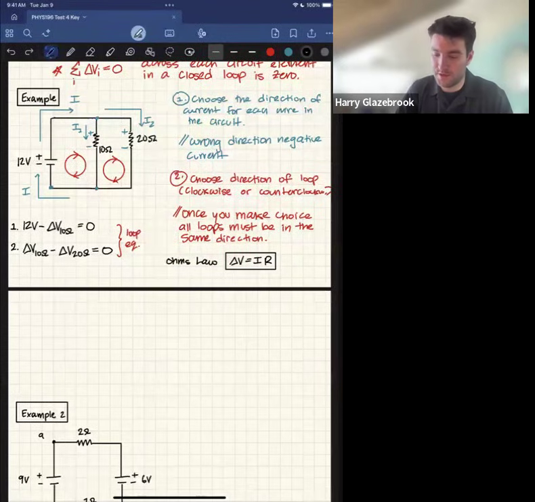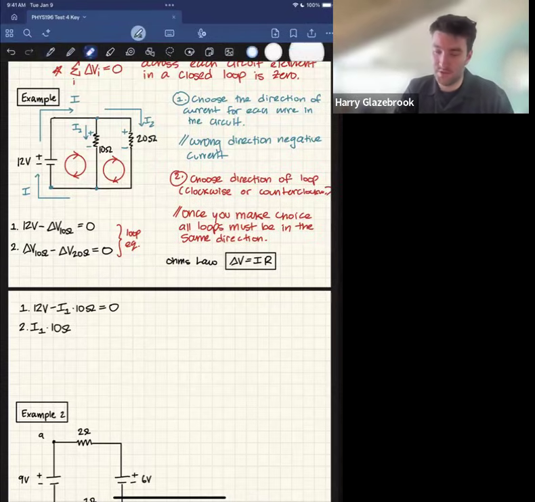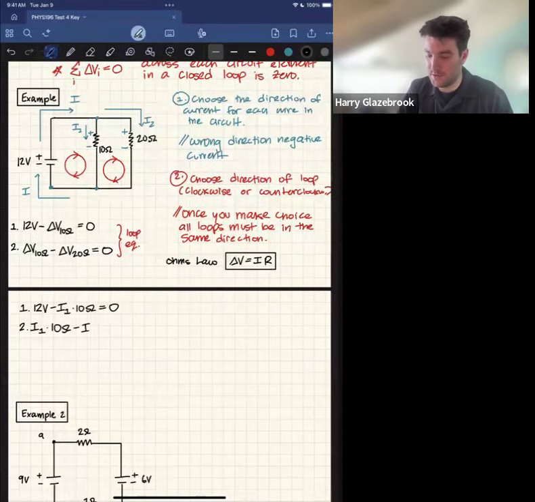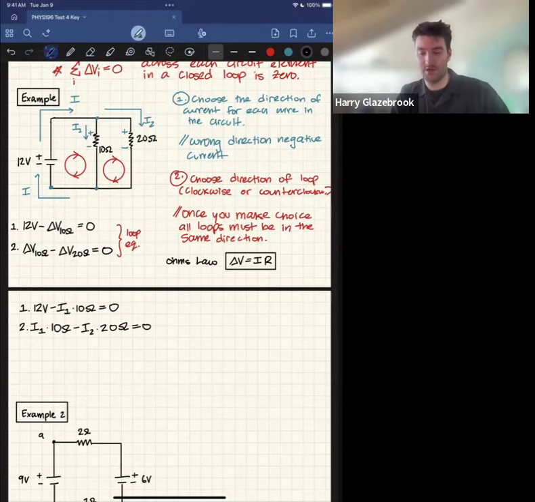So I'm going to change my equations here, substituting in Ohm's law. So we have 12 volts. Now the current going through my 10 ohm resistor is I1. And then the resistance is 10 ohms. That equals 0. So again, potential difference going through the 10 ohm, that's I1, 10 ohms. The current going through the 20 ohm resistor is I2. So that's minus I2 times 20 ohms. Cool. So now my goal here is I want to find what current 1 is, and I want to find what current 2 is.